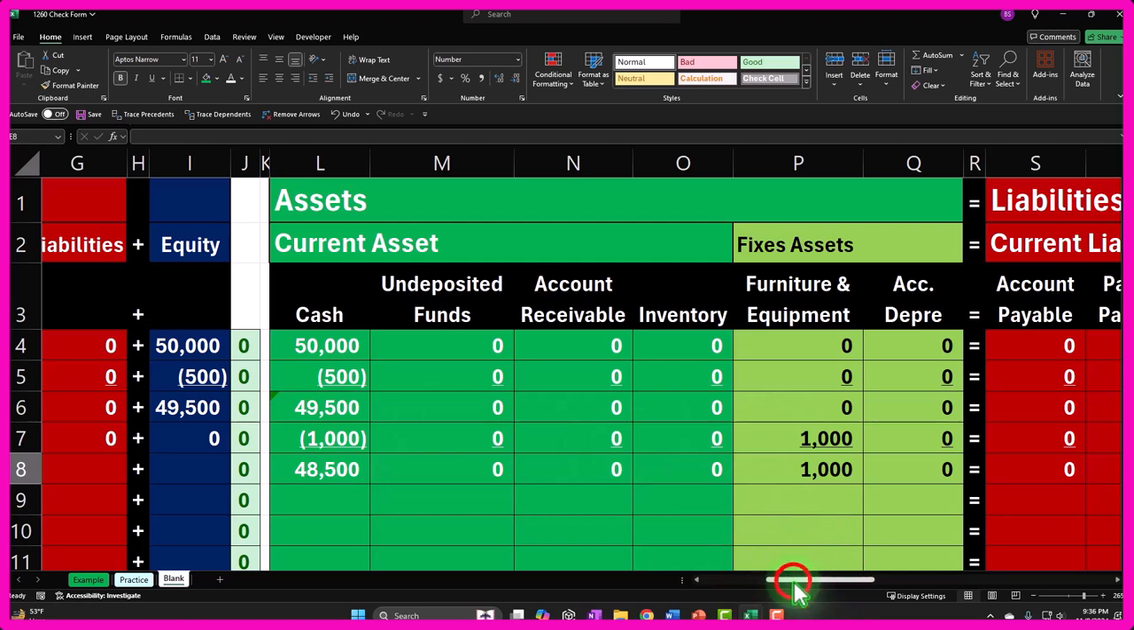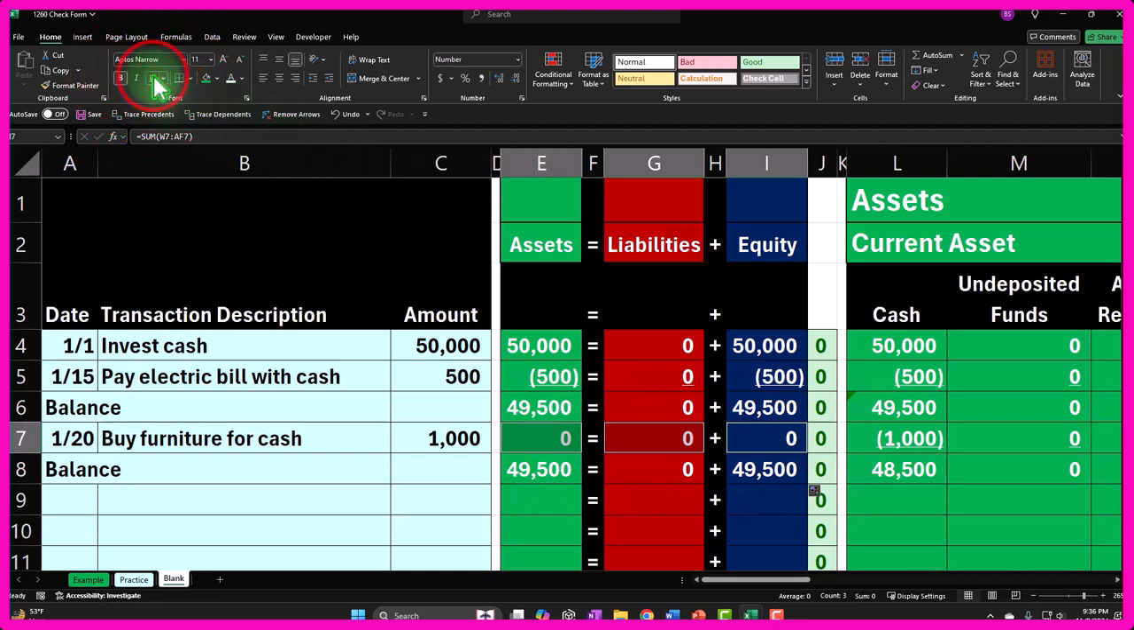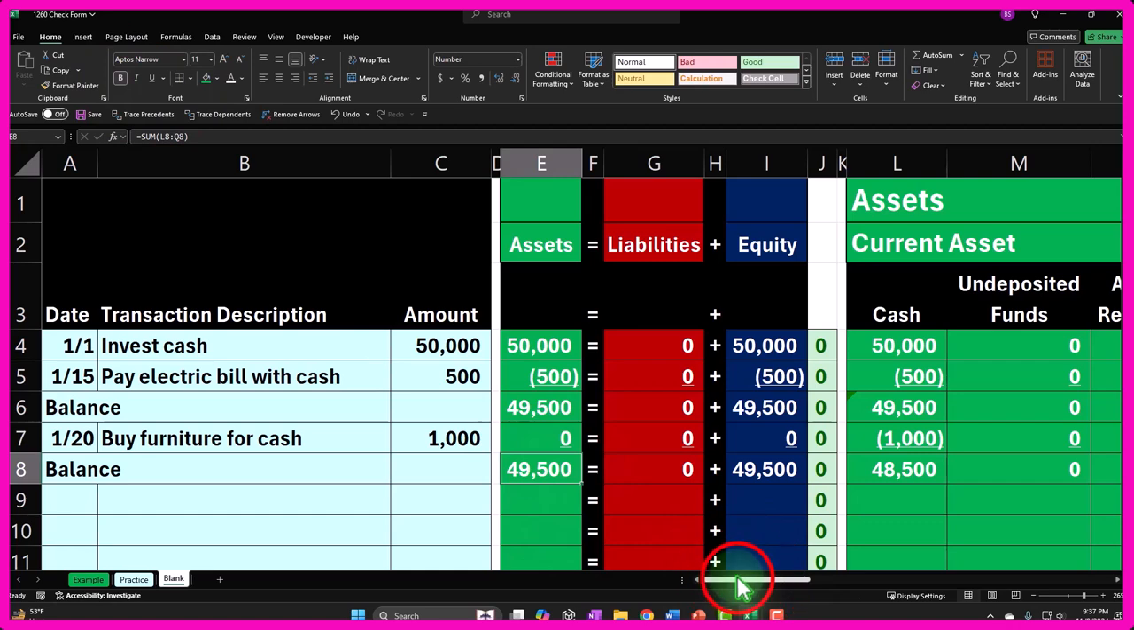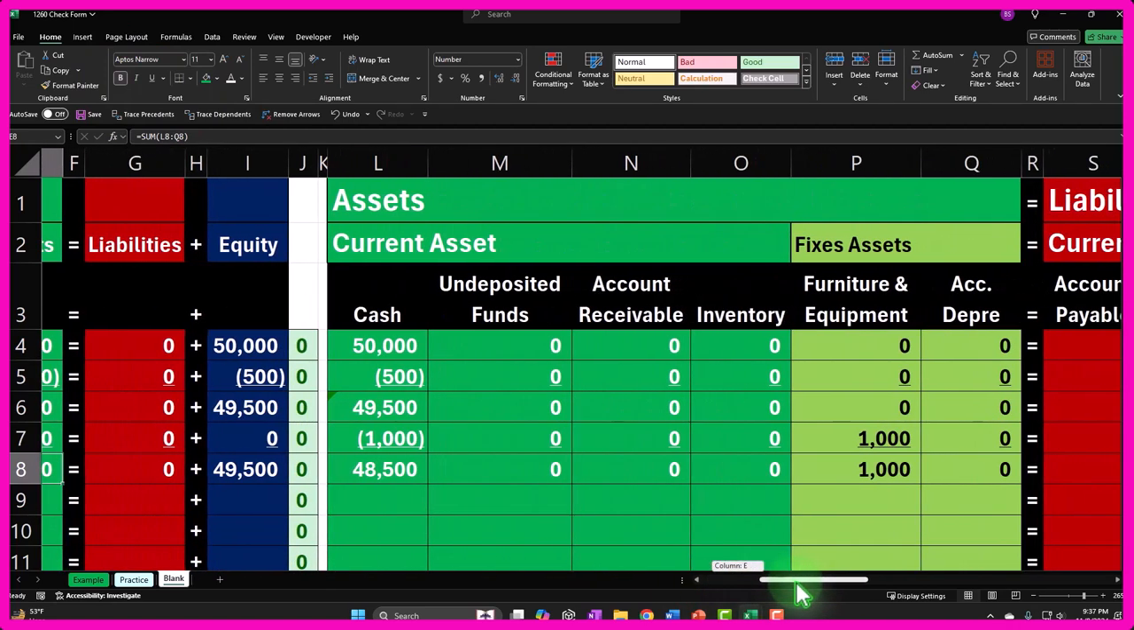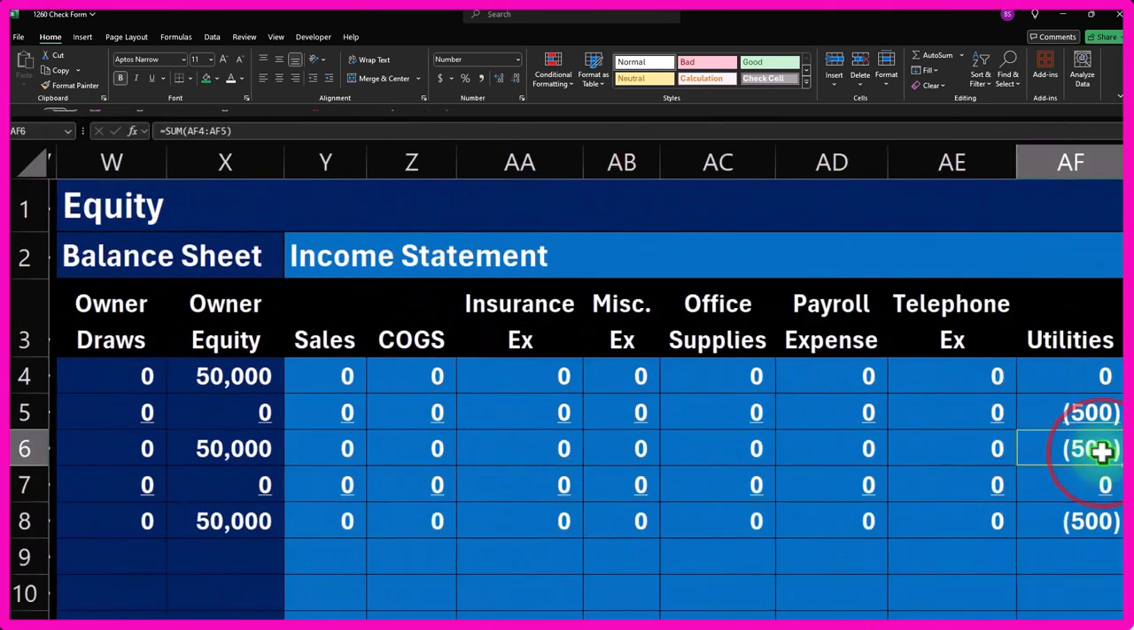So what happens if I liquidated the company? Let's copy this down again. My balances are back in balance. Let's put an underline here. So now what if I liquidated the company? Well, if I liquidated the company, now I've got this 1,000. See, this amount has been consumed. It's gone to help generate revenue.